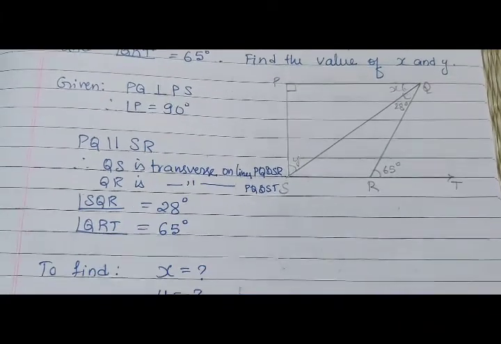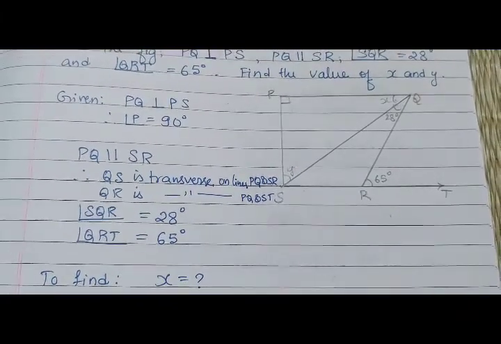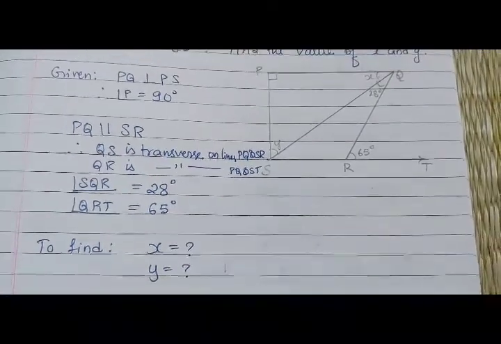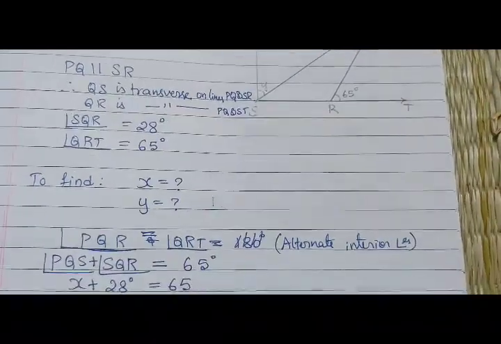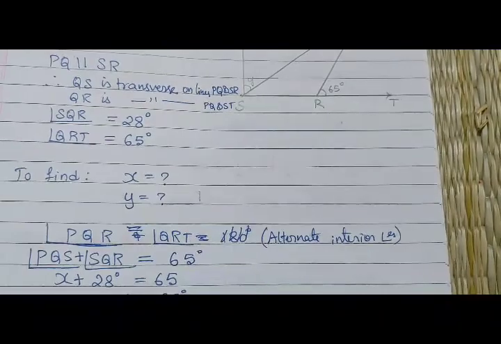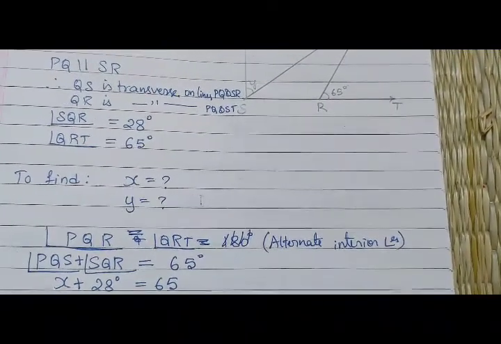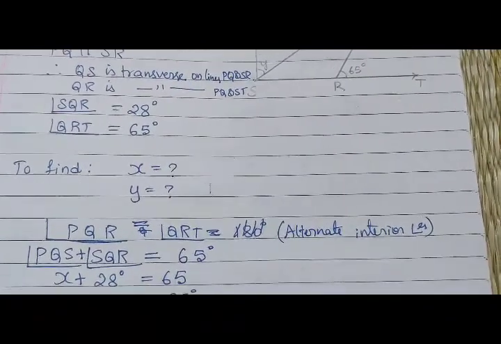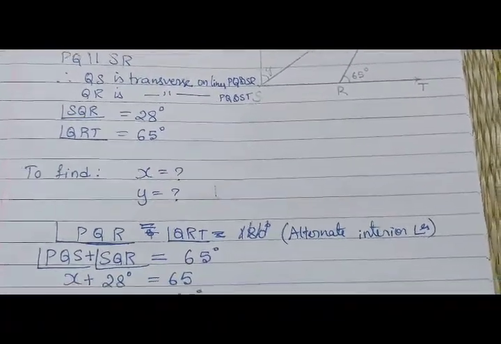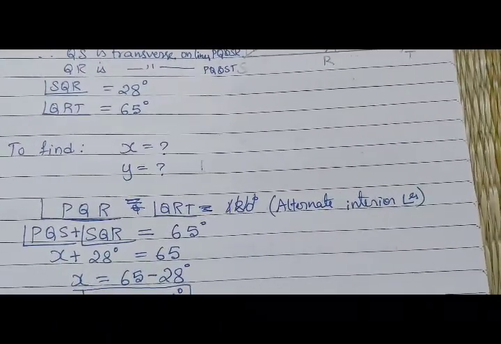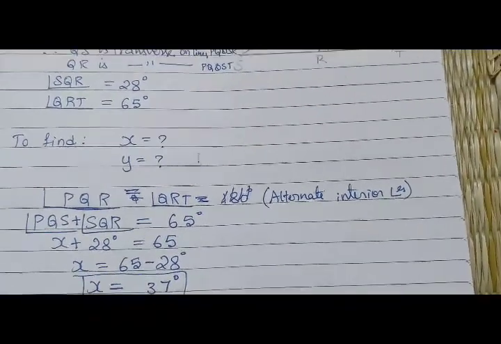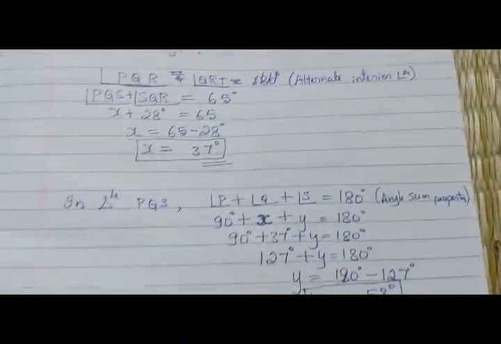SQR is equal to 28 degrees is given. QRT is also given as 65 degrees. What do we have to find? We have to find X and Y. PQR is equal to QRT, alternate interior angles. PQR is nothing but PQS plus SQR, which is equal to 65 degrees. X plus 28 degrees is equal to 65. X is equal to 65 minus 28, so X is equal to 37.